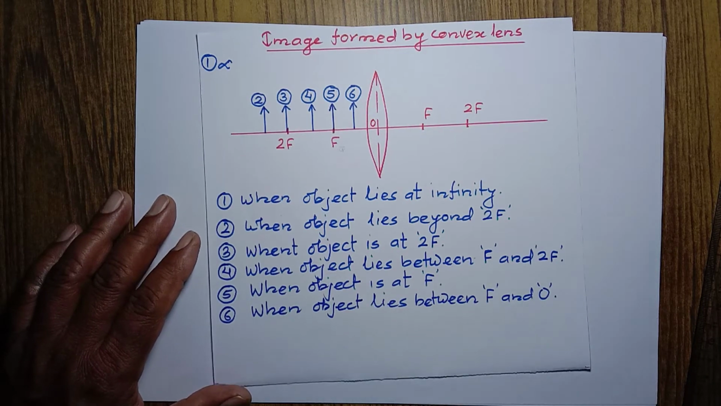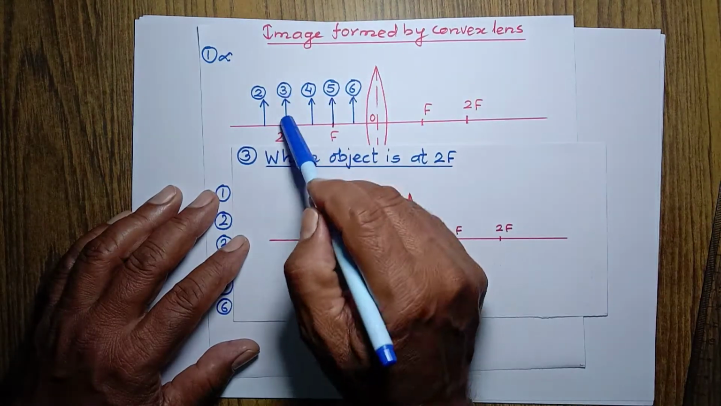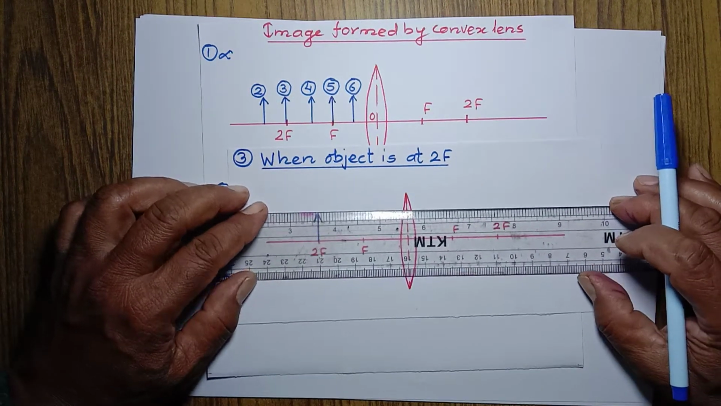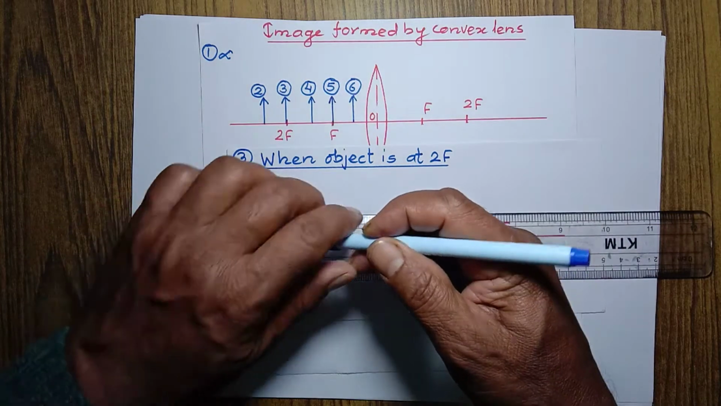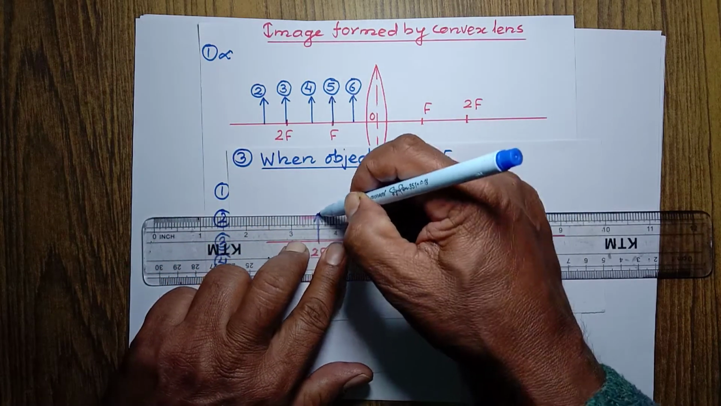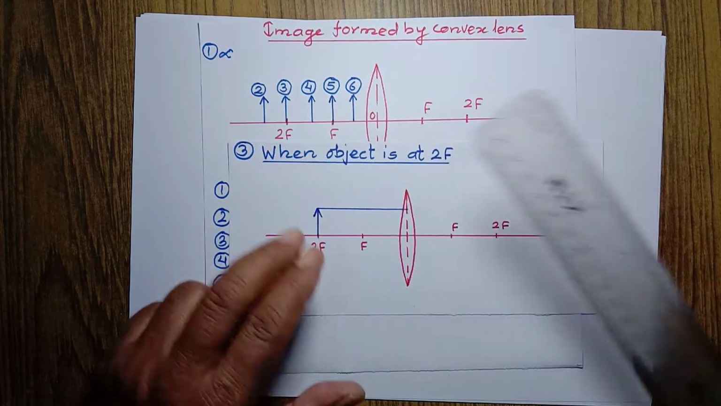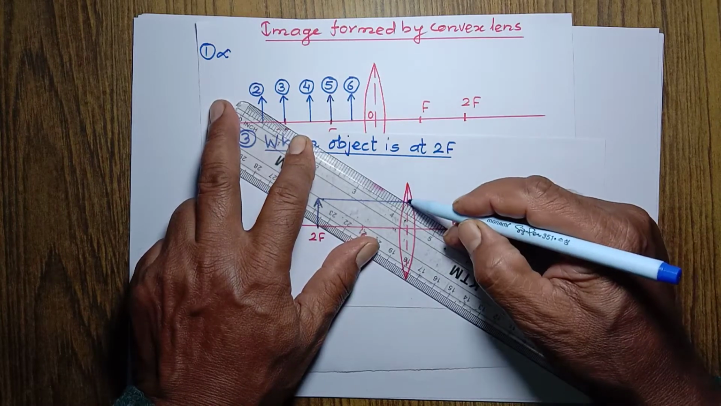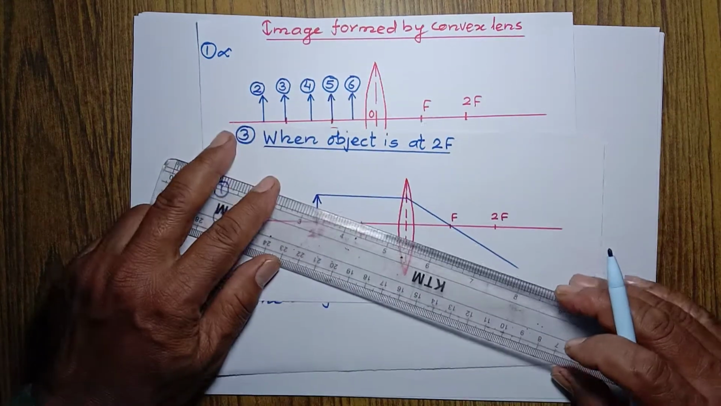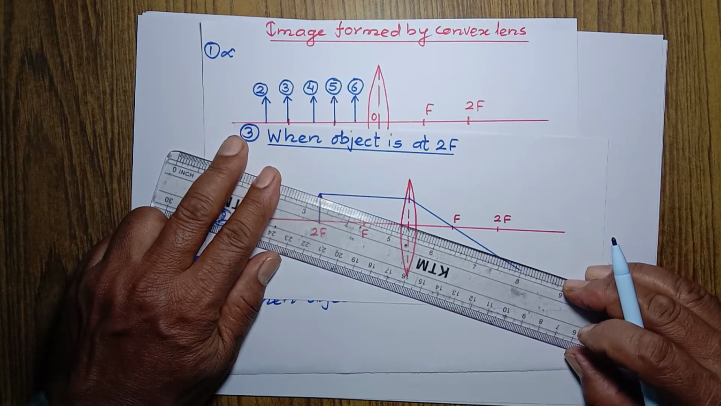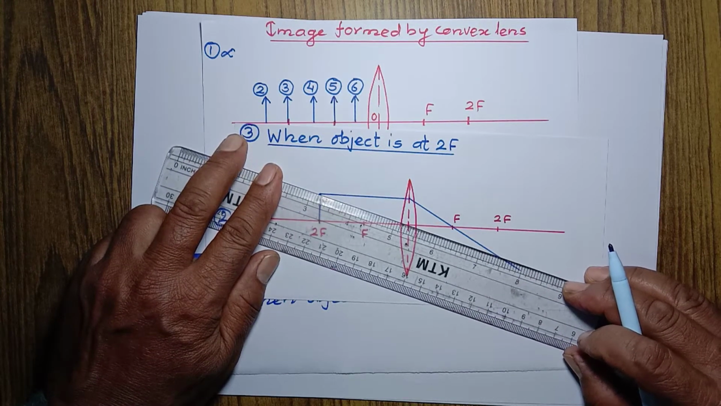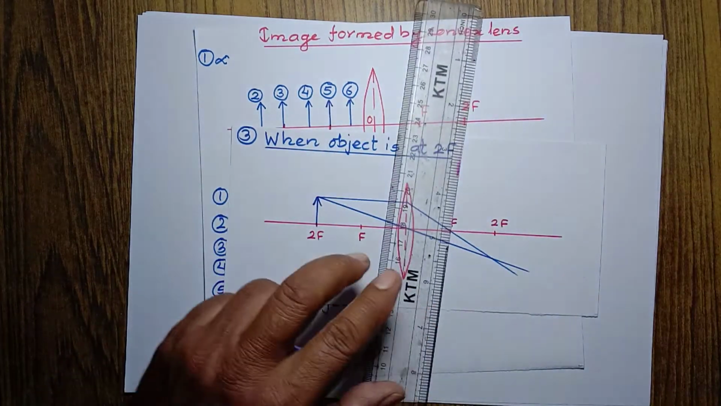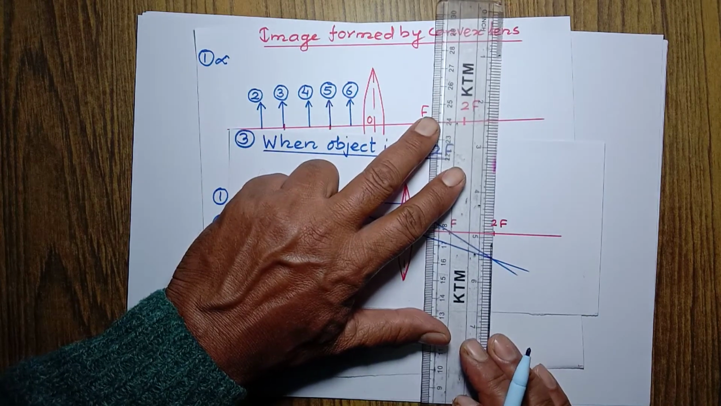Now I'm going to draw the third case. Look at this. When the object lies at 2F. One of the rays of light we are taking parallel to the principal axis according to the rule, and we know that it passes through focus. Another ray of light which is passing through the optical center passes straight without deviation, and it is intersected at this point, and the image forms at this point.